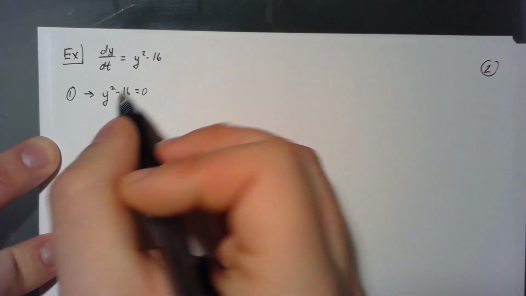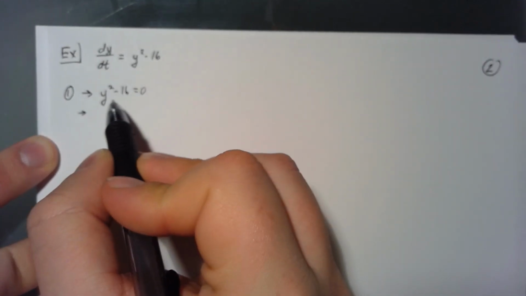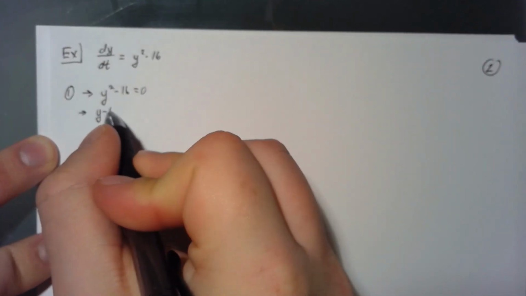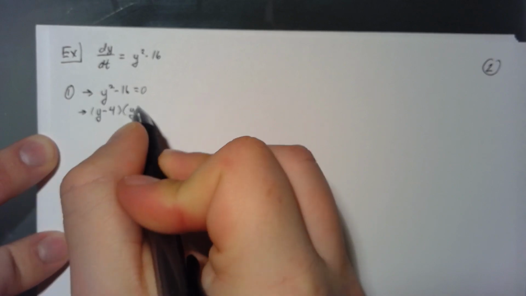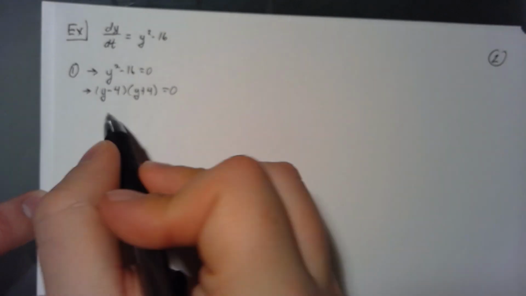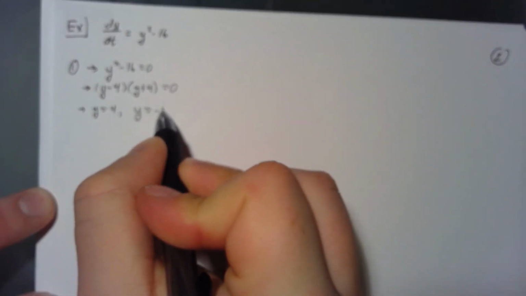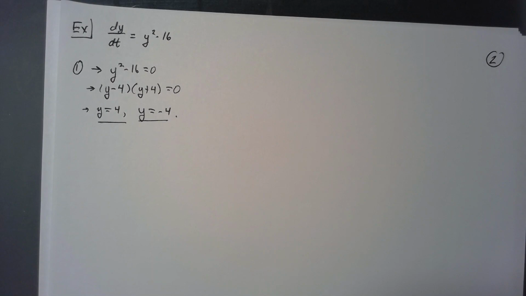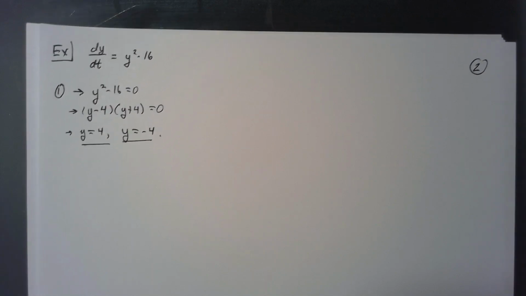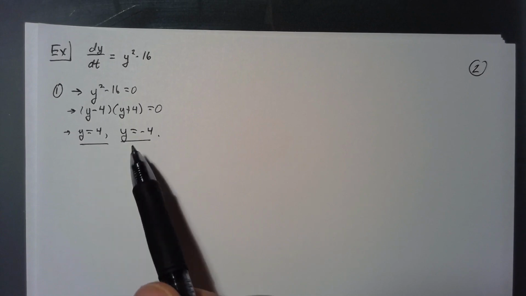Solve that equation. Well, you could add 16 to both sides and take the square root, or you could factor it. This is y minus 4 times y plus 4, which means y equals 4 and y equals negative 4. Right? Okay, so those are my equilibrium curves.